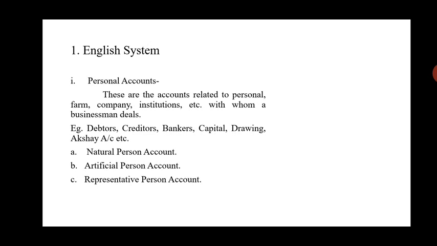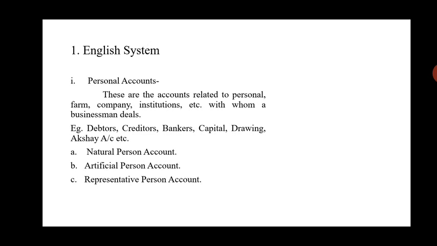The next one is the artificial person account. Artificial person means one created by persons. Which is created by a person is nothing but an artificial person. Examples are bank account, institutions account, and cooperative society account. The bank, the cooperative society and the institution are created by law. Those created by persons come under artificial persons, but they are treated as persons. These are the examples of artificial person accounts.